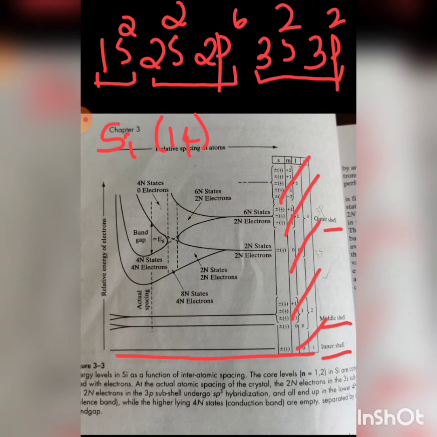These two shells, inner and middle, are close to the nucleus and tightly bound to it. So if any changes in the energy level happen there, the interatomic spacing should be very small. The orbits have to be brought very close together, and only then will the energy levels start changing in the inner and middle shell. So we are speaking now about the outer shell. You can see here that 3s and 3p are the outer shells.